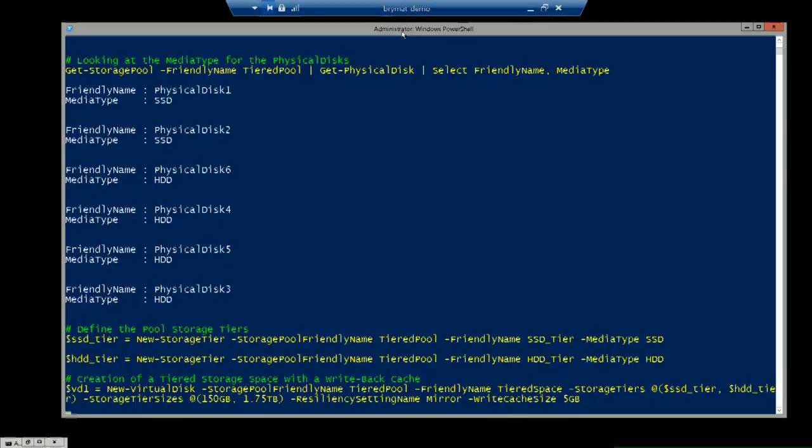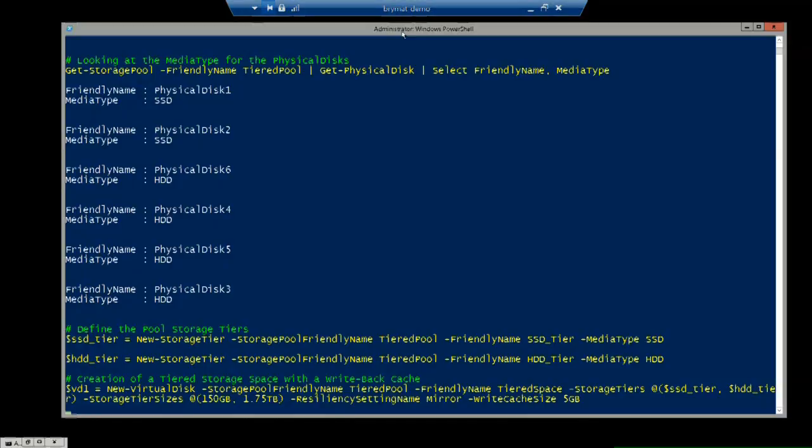Now, the actual size of the virtual disk is determined by the storage tier sizes variable I passed in, because the write-back cache is not technically a part of that virtual disk that I would create. It's simply a staging area for this virtual disk for those small random writes.